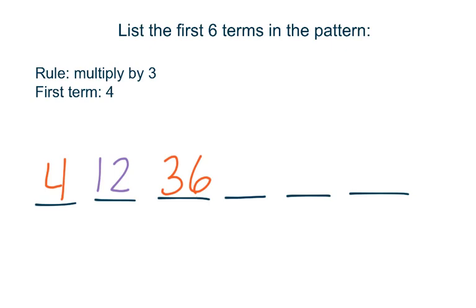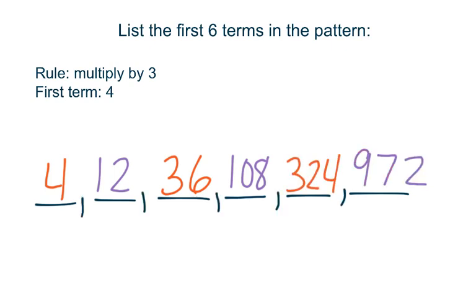Now here's where it might have gotten tricky for you. 36 times 3 gives you 108. 108 times 3 would give you 324. And then 324 times 3 would give you 972. So with a rule like multiply times 3 or multiply times 2, our numbers could get significantly larger quite quickly. So the 6th term in this pattern, even though we started with 4, because our rule was multiply times 3, we have to multiply each of our terms times 3, and we got all the way up to 972. Okay, let's take a look at our next pattern.